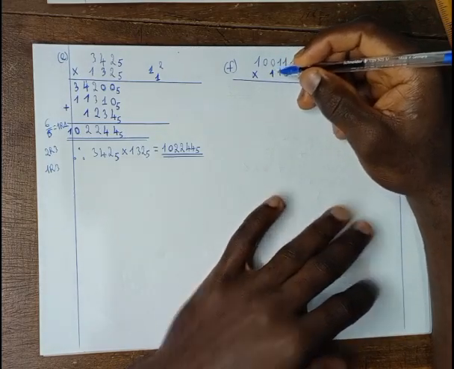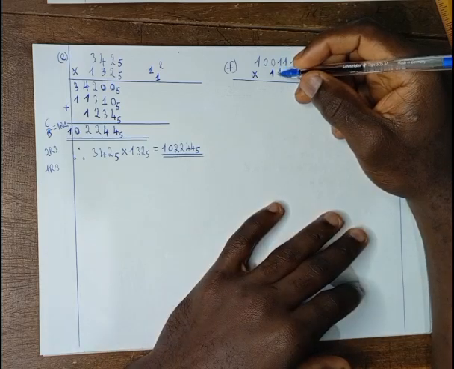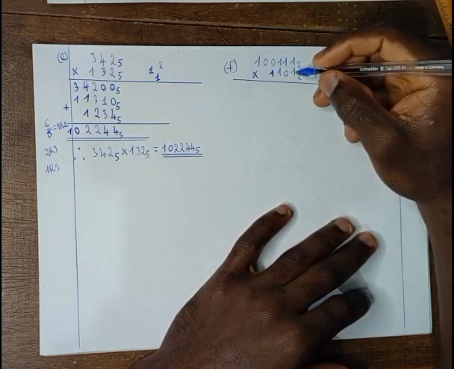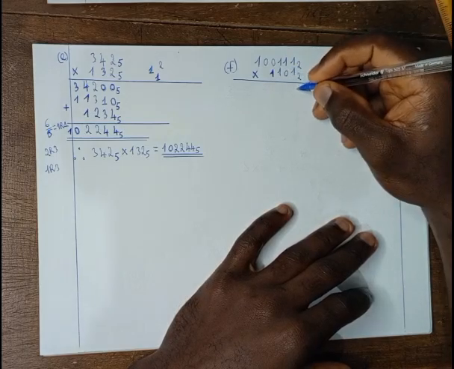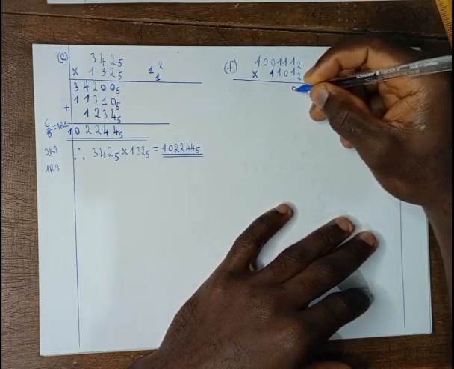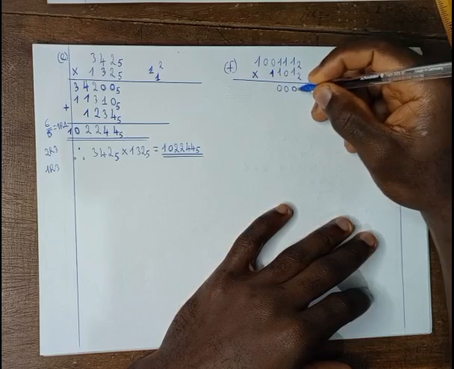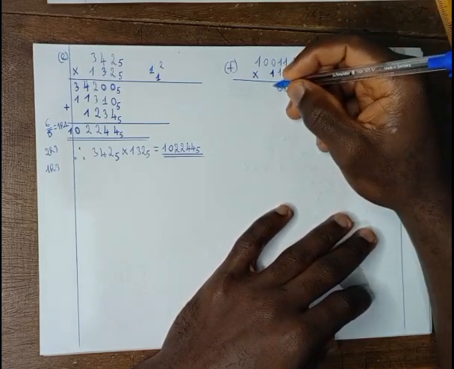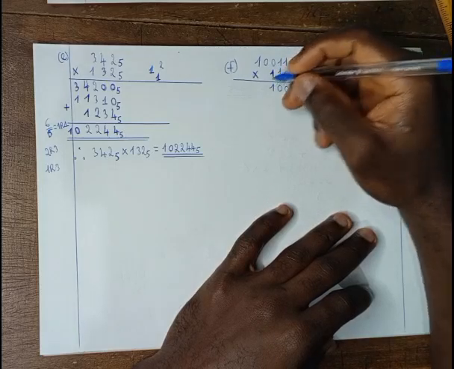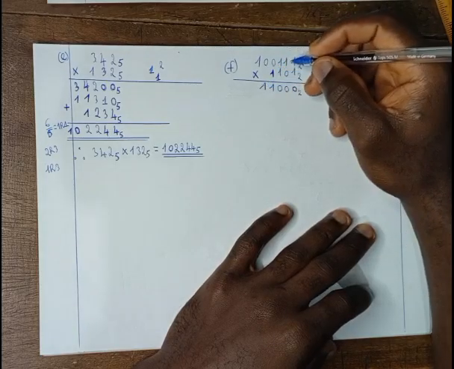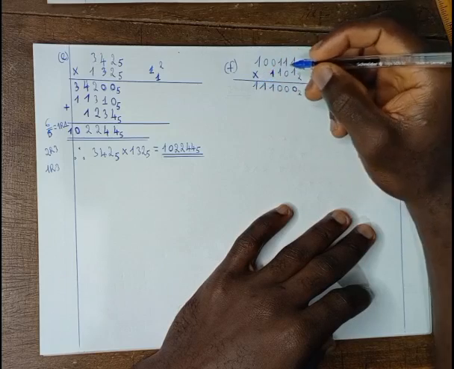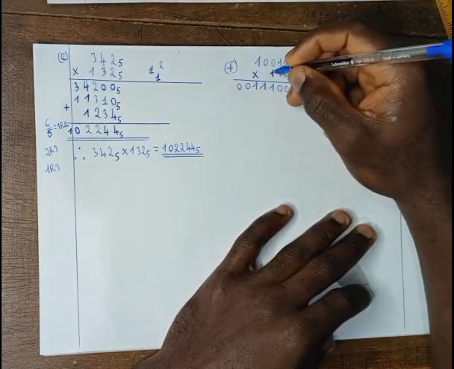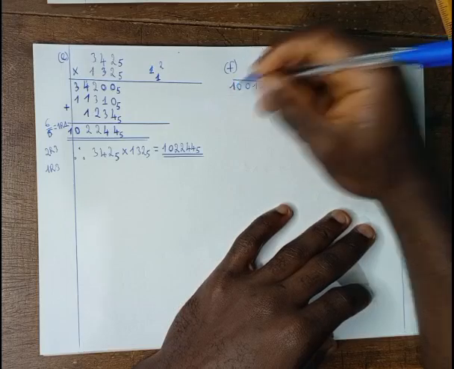This digit 1 here at the left hand side has the highest place value. So for us to perform this multiplication, we are going to fix 3 zeros, 1, 2, 3. Then we bring down the base 2. 1 times 1 gives 1, 1 times 1 gives 1, 1 times 1 gives 1, 1 times 0 gives 0, 1 times 0 gives 0, 1 times 1 gives 1.